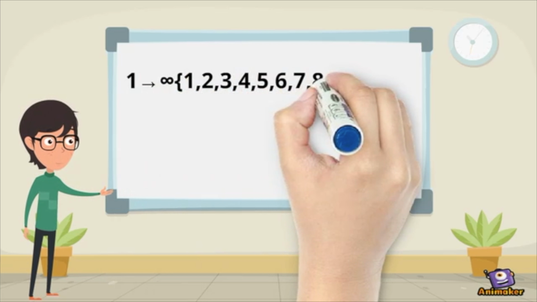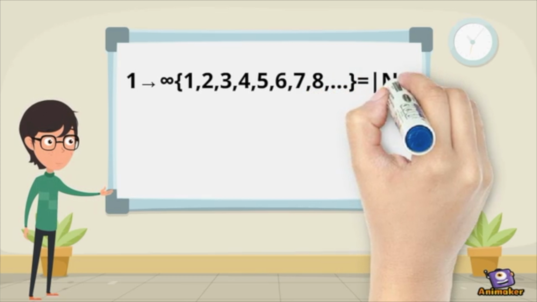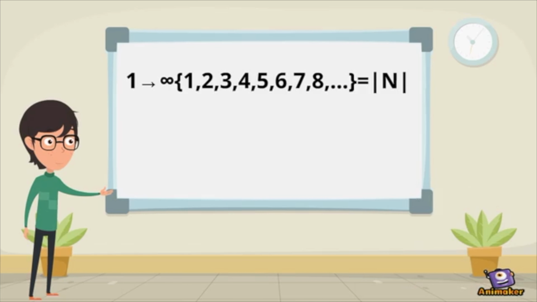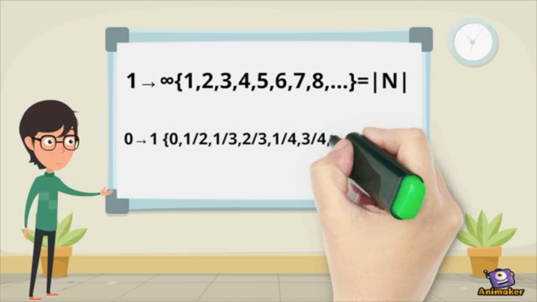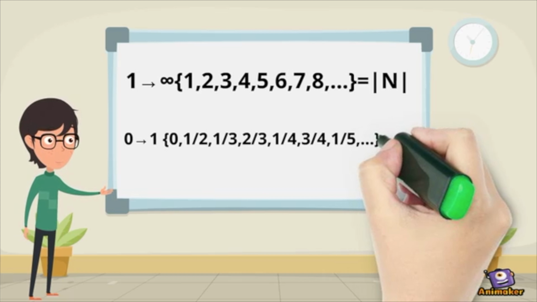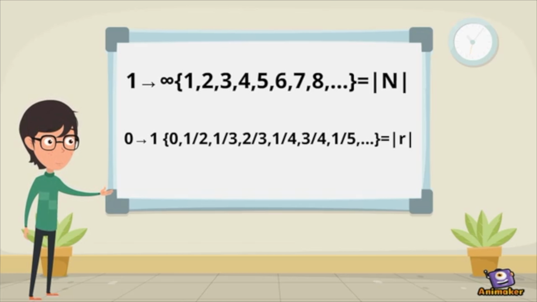We can easily make the set from 1 to infinity by just listing all the natural numbers from 1 to infinity. We're going to call this set N. To list numbers from 0 to 1, we can start with 0, then go to 1/2, then 1/3, 2/3, 1/4, 3/4, 1/5, and so on. We'll call this set R. And at the end of set R, 1 should exist.